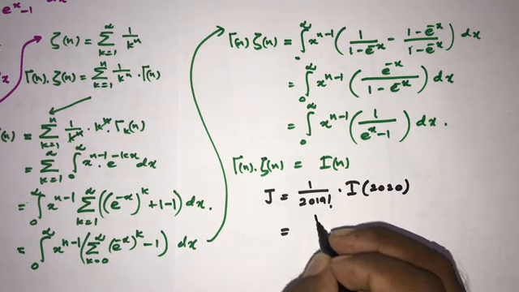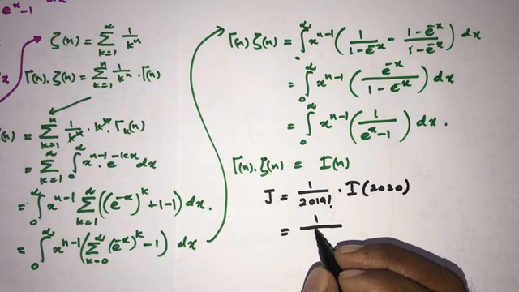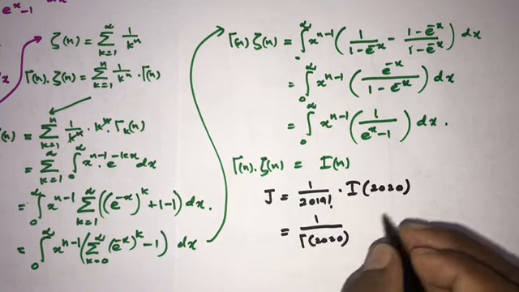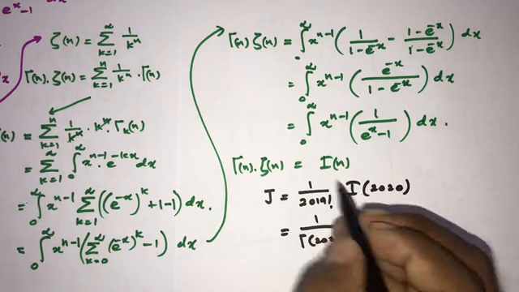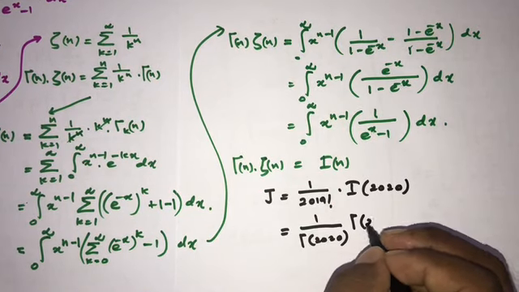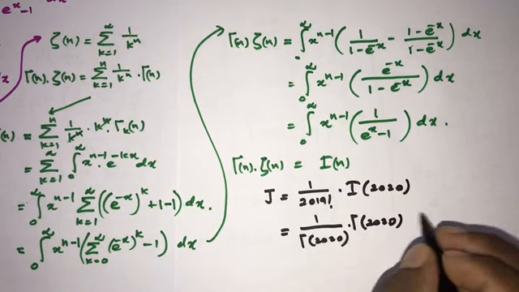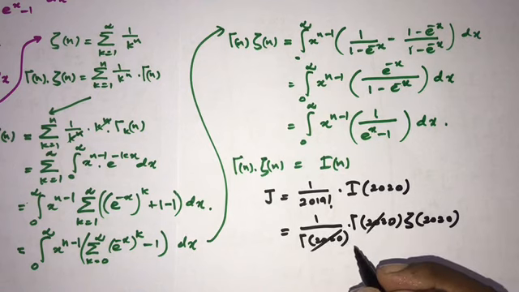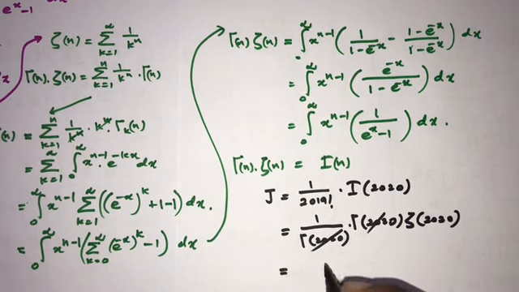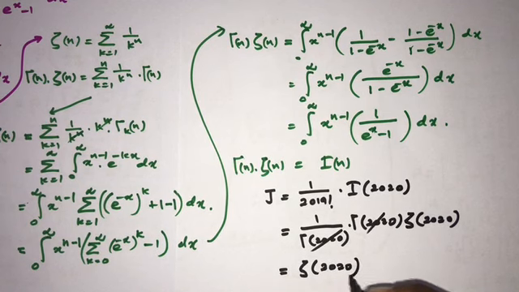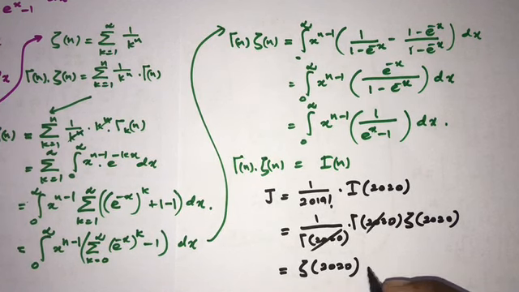Okay, now here we know 2019 factorial is gamma of 2020, and I of 2020 is gamma of 2020 times zeta of 2020. Now gamma of 2020 cancels and J is equal to zeta of 2020. Okay, this is the answer.